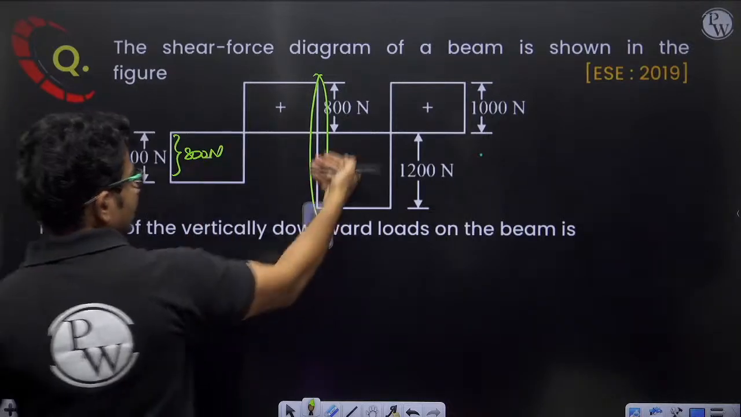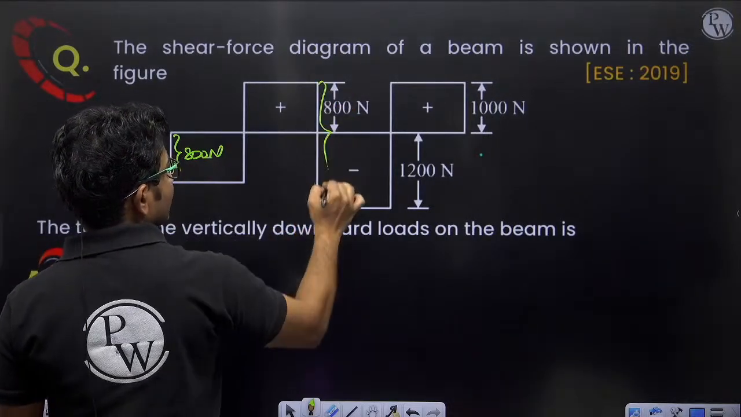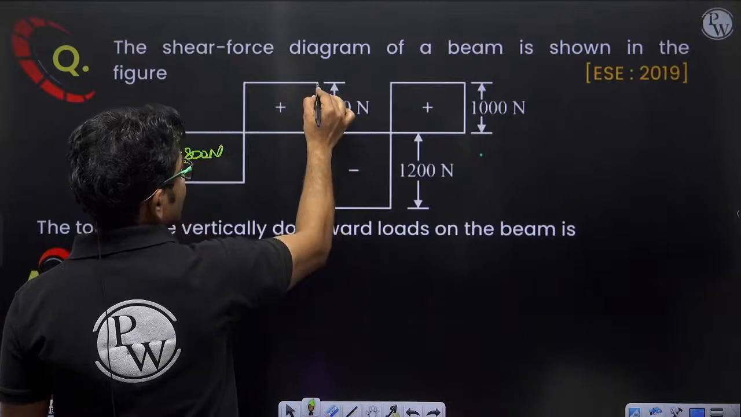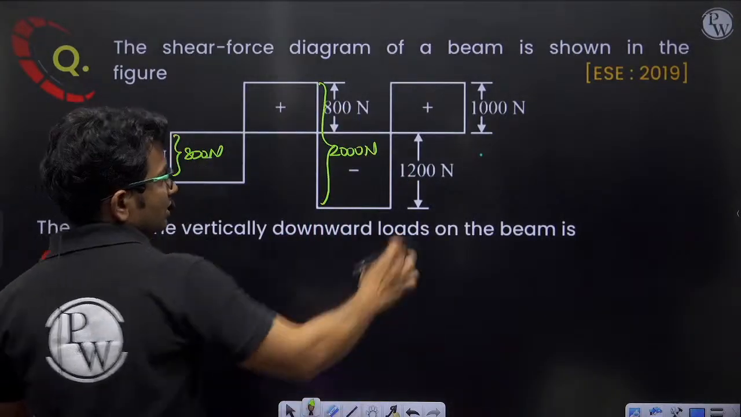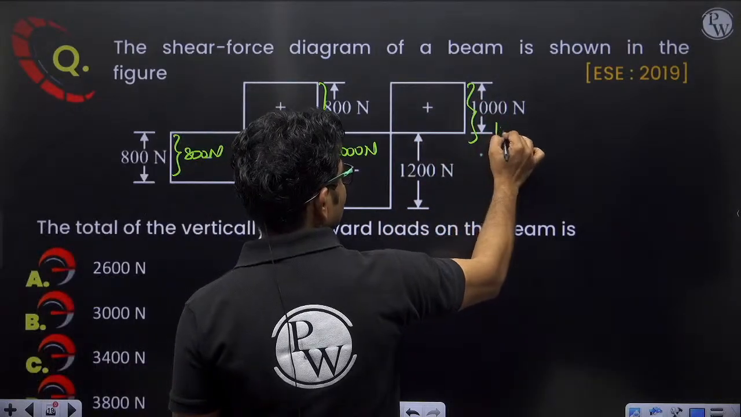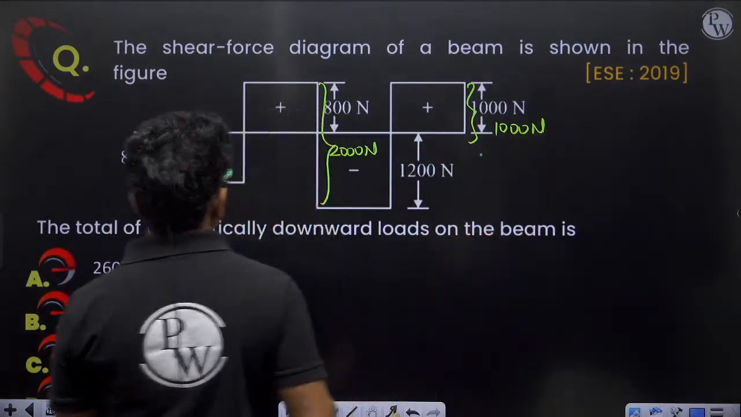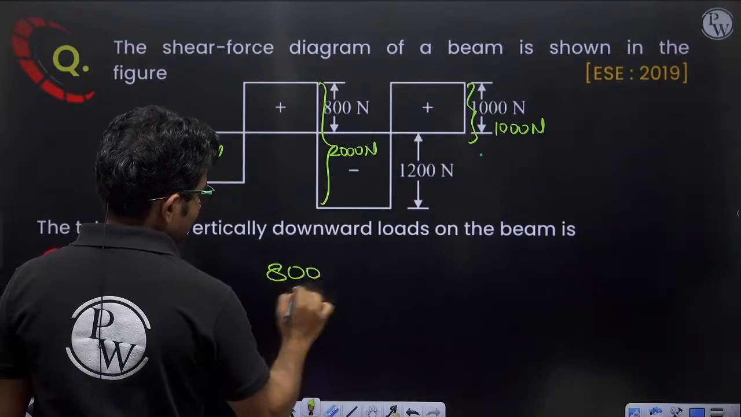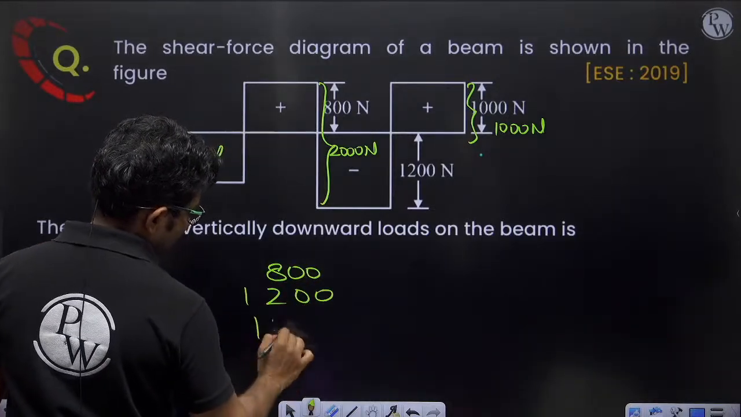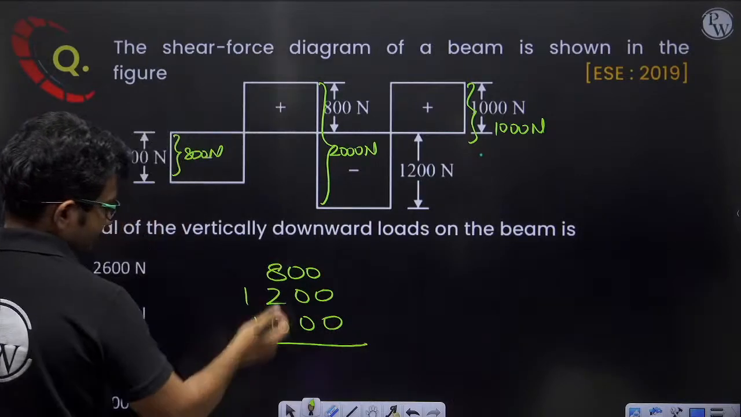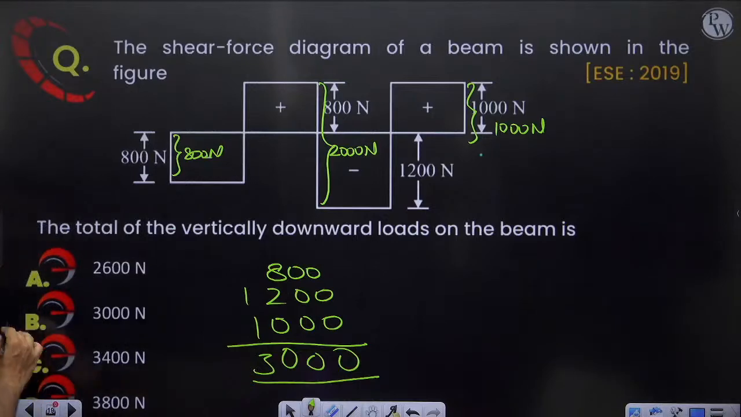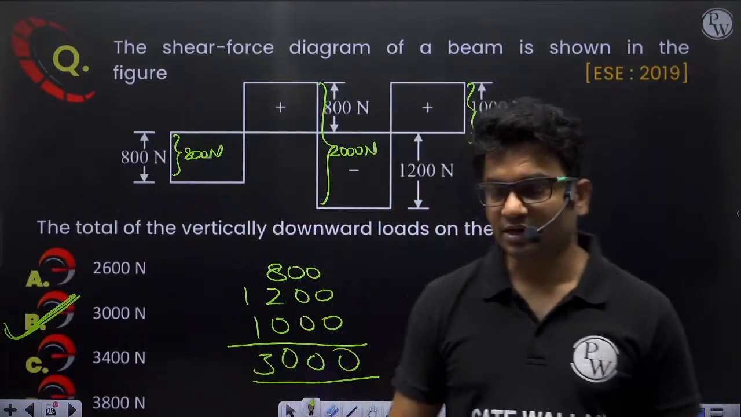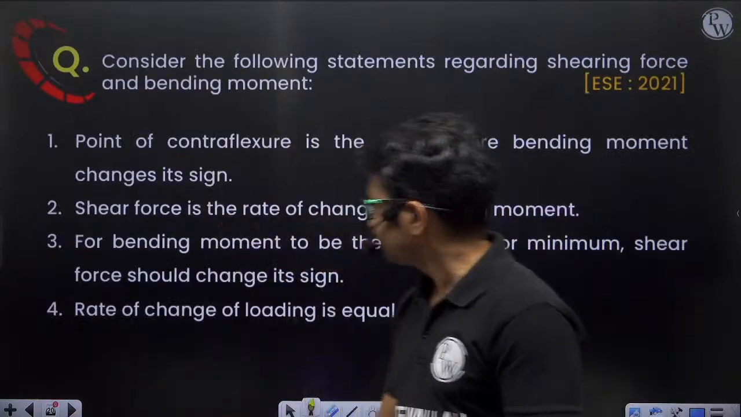Here the magnitude is 800 plus 1200, it is 2000 Newton. Here it will be 1000 Newton. So 800 plus 1200 plus 1000, how much? 3000 Newton. Correct answer will be option B. So option B is the correct answer. Clear? Let's move on to the next question.